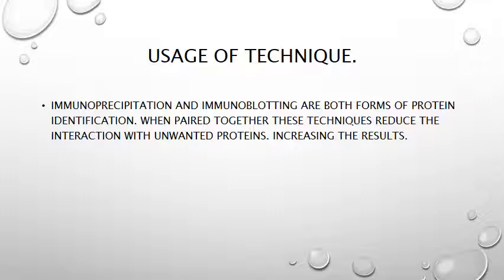So let's discuss usages of immunoprecipitation. Immunoprecipitation is usually done to extract, like I said, certain aspects of a protein complex or certain proteins on themselves. Immunoblotting, however, is more of an identification process, though identification can be done through immunoprecipitation as well. Usually, these two techniques are paired together, and when they are paired together, you can eliminate some of the interaction with proteins or unwanted proteins. Usually gives you a little bit better result, so most of the time these are done together.